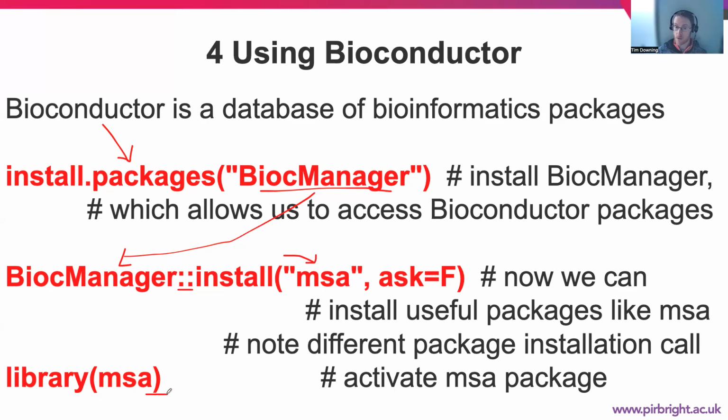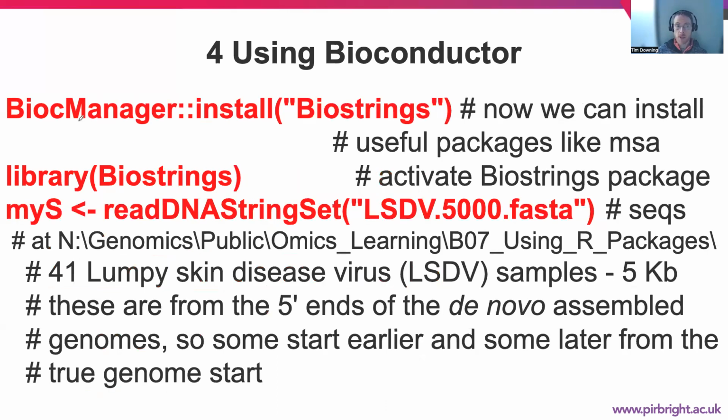Next stage involves downloading another package, which is in Bioconductor, called Biostrings, which can deal with sequences, RNA sequence, protein sequence, whatever type of sequence that you're looking at. It has functions that will help you manipulate that. So we activate Biostrings as before, and then we read in a string set, an example data, which is on the N drive. And this is lumpy skin disease viruses, just 5,000 base pairs or thereabouts each. And we're going to send that to a variable called mySeqs, which is an object containing those sequences. So kind of like a FASTA file in essence.